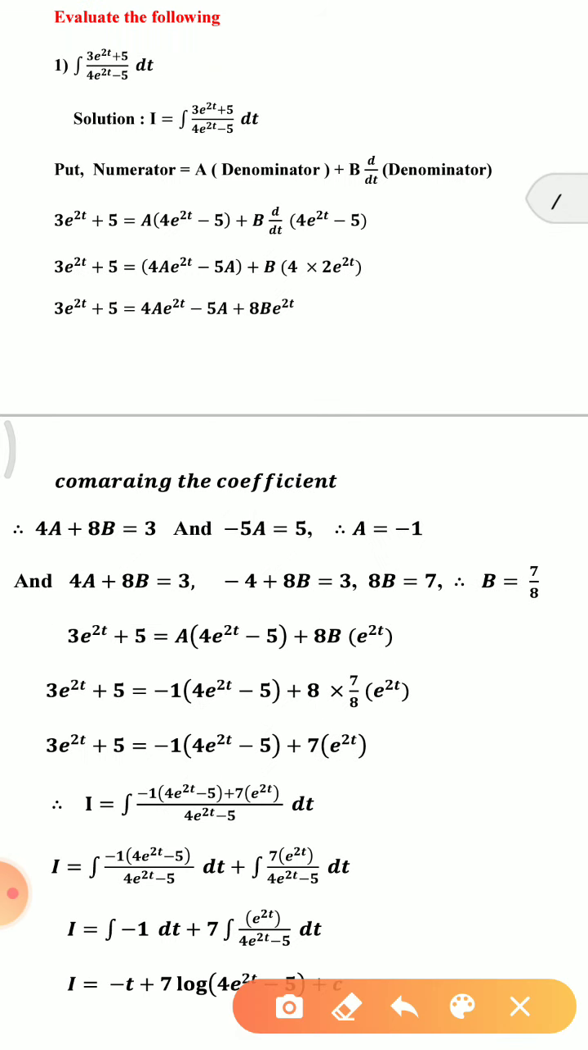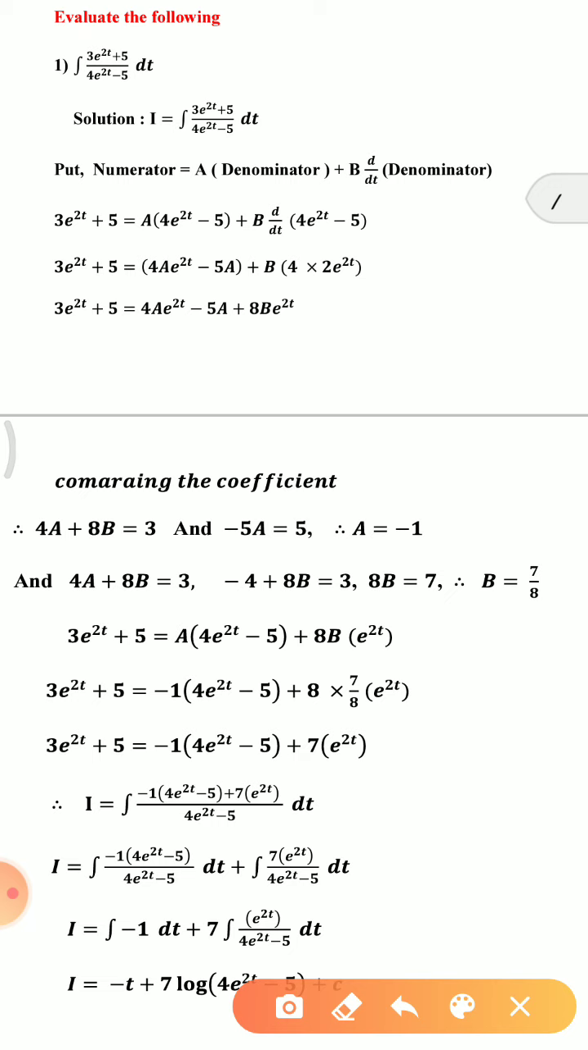First question, that is, evaluate the following integrals. Question number 1: integration of (3 e^(2t) + 5) / (4 e^(2t) - 5) dt. Here we put the numerator equal to A times the denominator plus B times the derivative of the denominator with respect to t. This is the substitution we use for this type of integration.